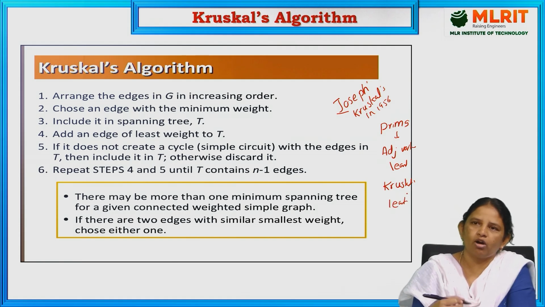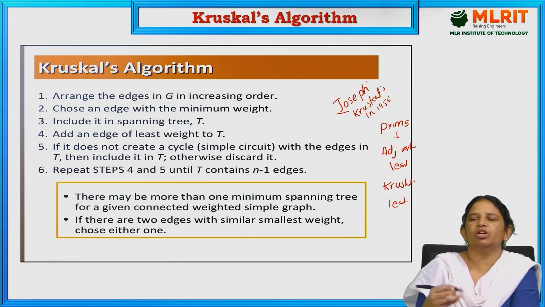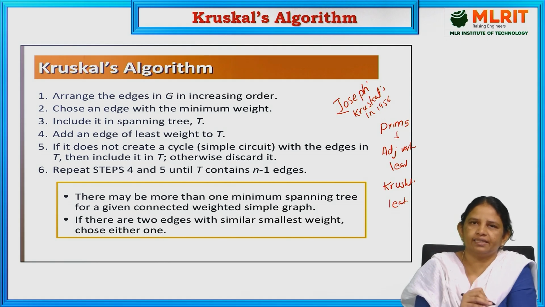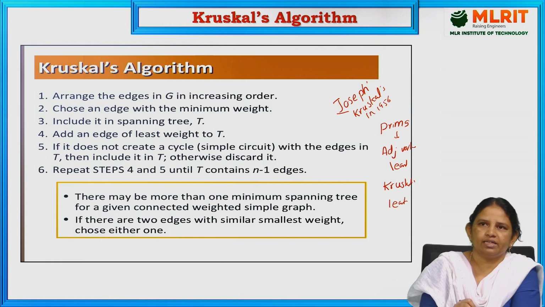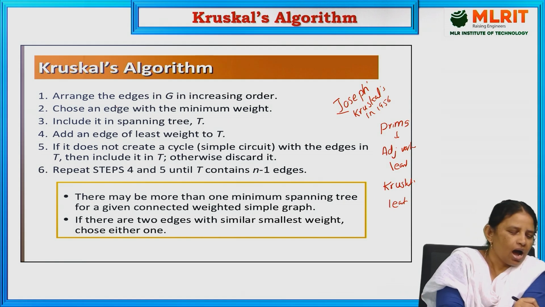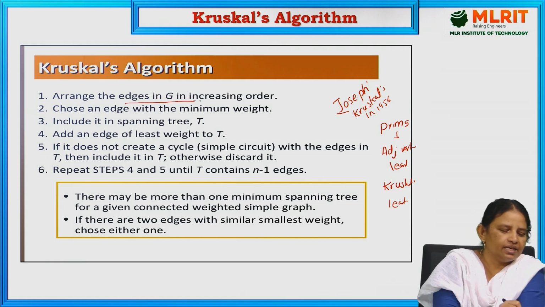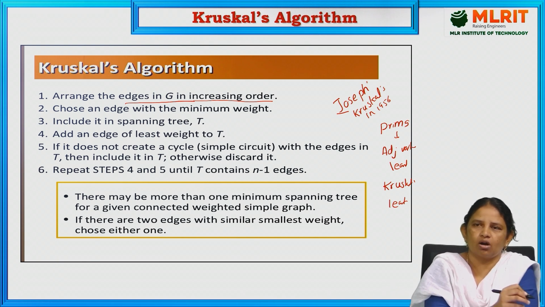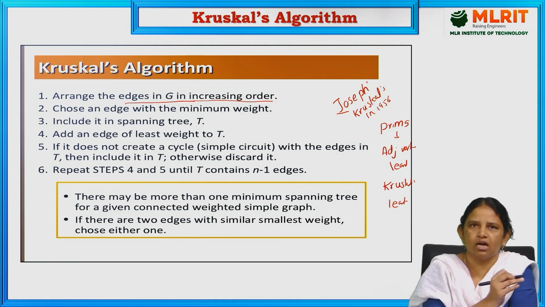We have to add all the least cost weight edges in the spanning tree, and we need to take care before adding it to the spanning tree. What is the objective? You should not create a cycle. What is step number 1 in the case of Kruskal's algorithm? Arrange the edges in G in increasing order. We have to arrange all the edges according to the weight or cost, in increasing order.